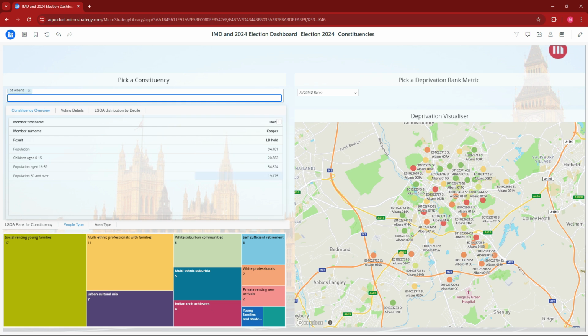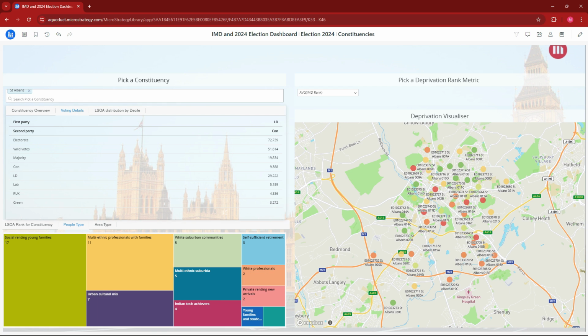There's a summary of the population. The voting details. So we can also see who voted for what, or how many people voted for different parties in that constituency. We can also see which party came second in the constituency. So we see that overwhelmingly it was the Liberal Democrats, okay, with the Conservatives next, then Labour, then Reform UK, and then Green. Okay, so that's the election data.